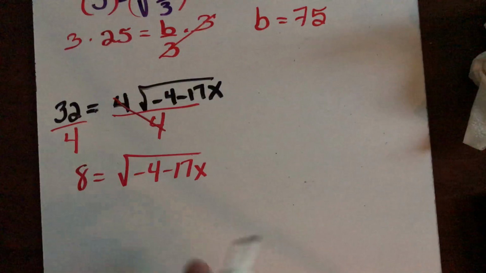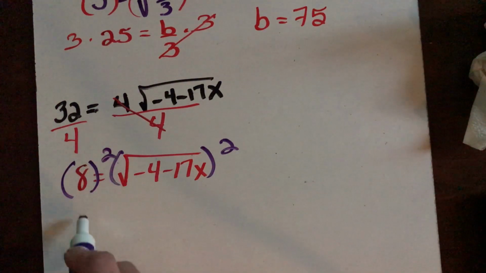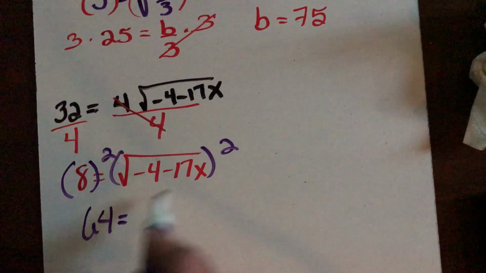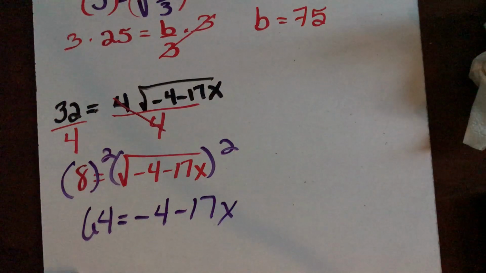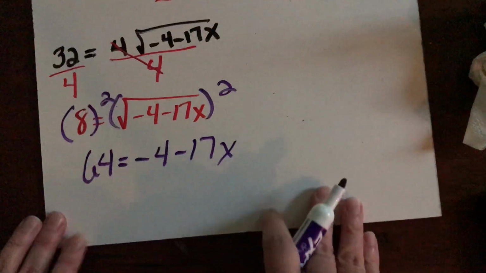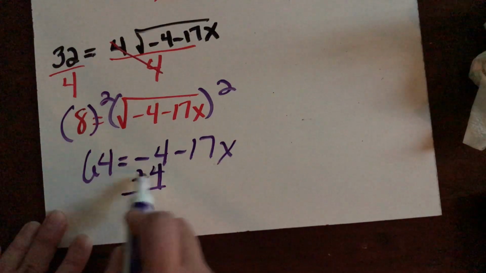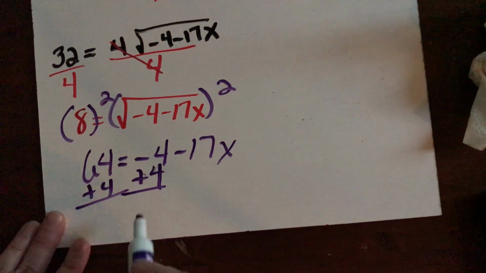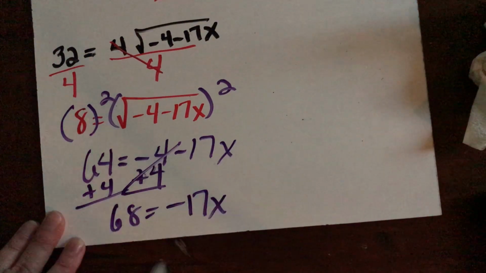Then what I'm going to do is square each side. Square this side, square that side. So I get 64 equals, and again, just bring this down, negative 4 minus 17x. Now you get a two-step equation. How do you solve this two-step equation? Well, I'm going to add 4 to each side. So I'm going to get 68 equals negative 17x.